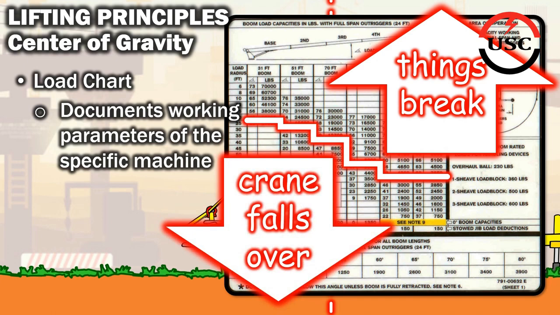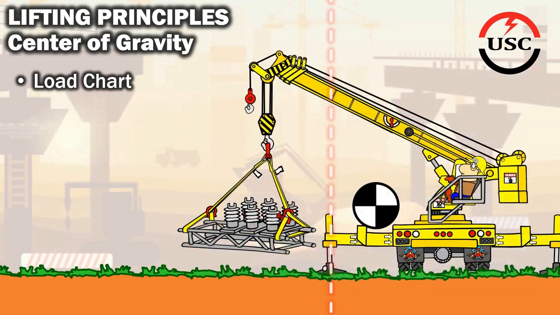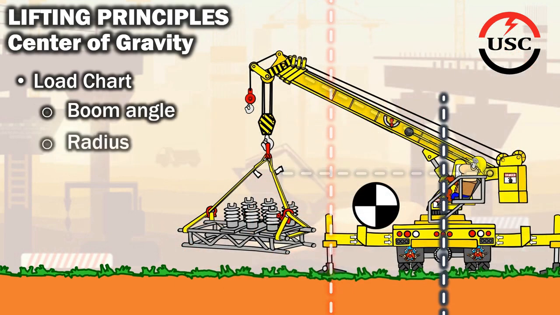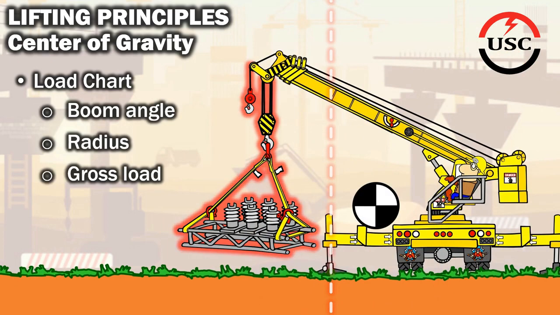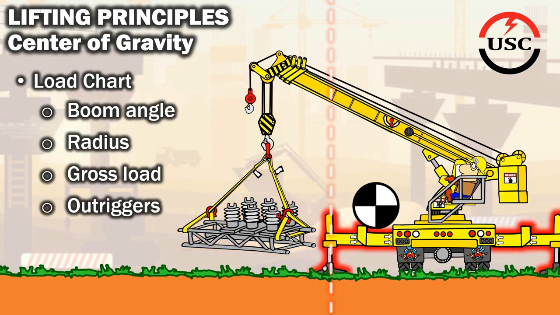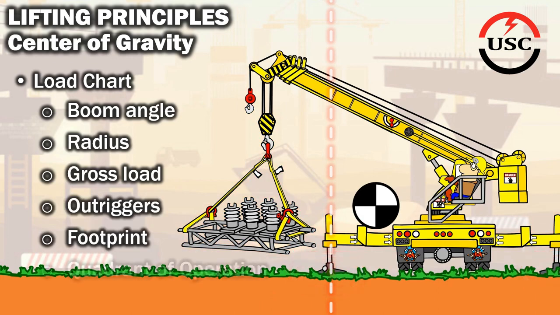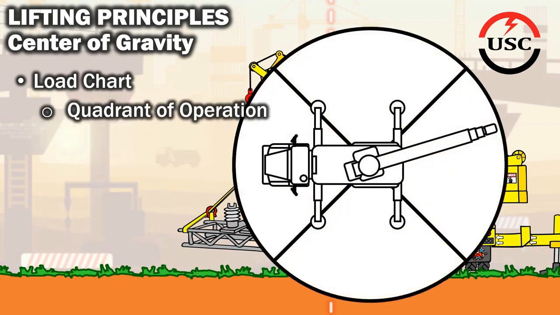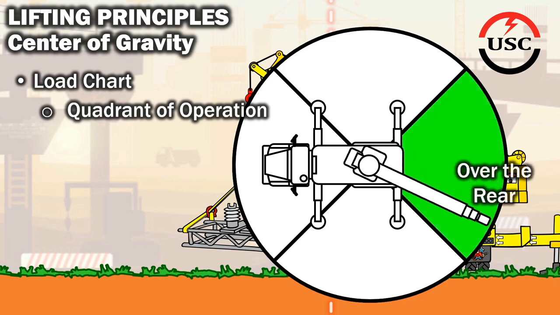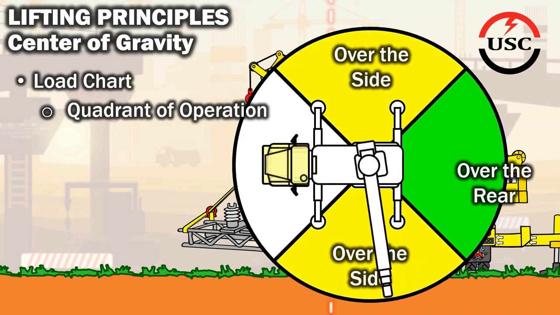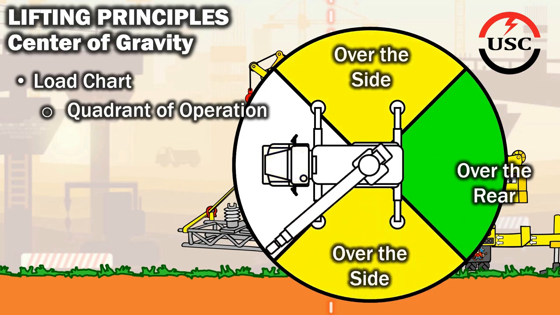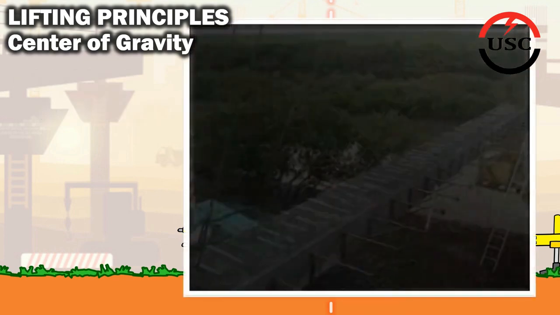When reading the load chart, some of the things the operator must take into consideration are the boom angle, the radius from the center of rotation, the load or total of everything hanging off the boom tip, outrigger extension, footprint size, and quadrant of operation. Some equipment has separate load charts for different quadrants of operation because of the equipment being used. Take for example, generally, not always, but generally, the equipment will have a greater lifting capacity over the rear of the machine because the equipment's cab and engine is added counterweight, and the equipment will have less lifting capacity over the front and sides.